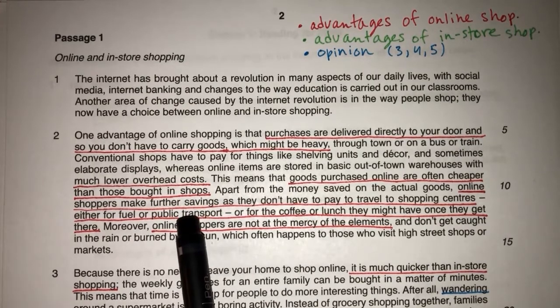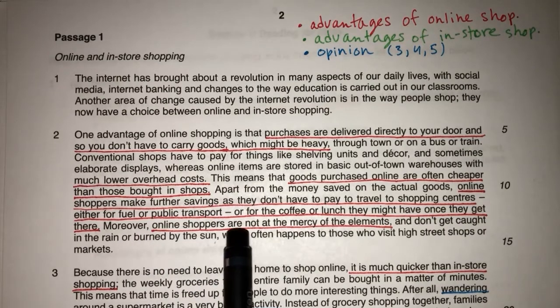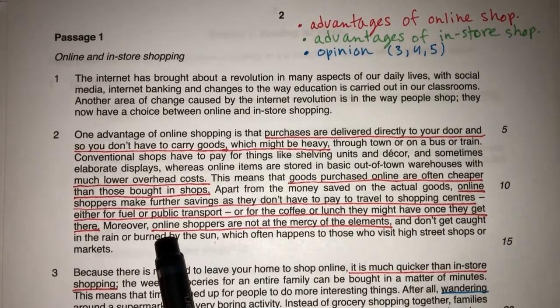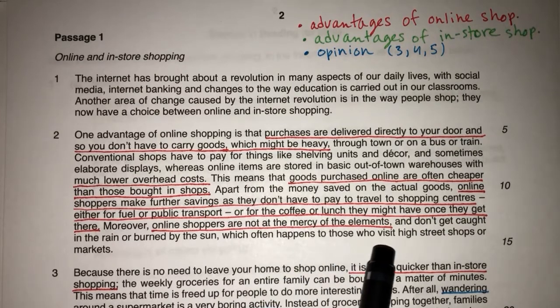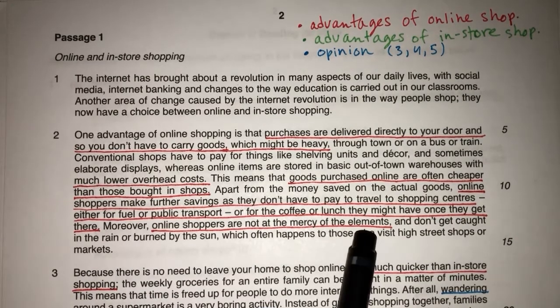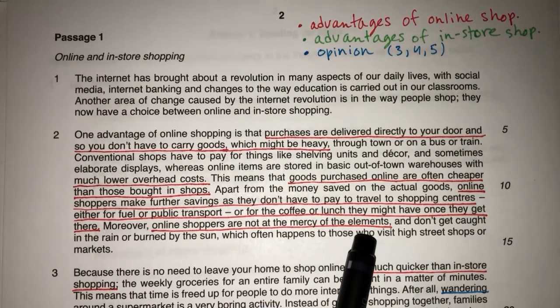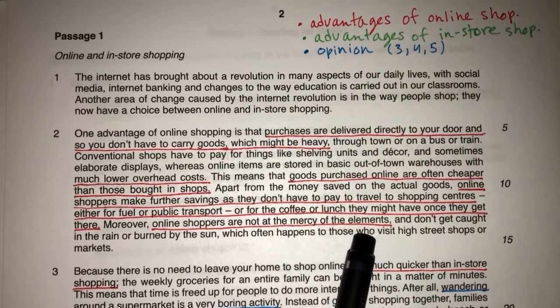That's the main point. Moving forward, moreover, online shoppers are not at the mercy of the elements and don't get caught in the rain or burned by the sun, which often happens to those who visit high street shops or markets. Okay, so another important thing, if you do online shopping and you don't leave your house, you don't have to worry about the rain. You don't have to worry about a hurricane, a storm, a snowstorm, depending on where you are located.